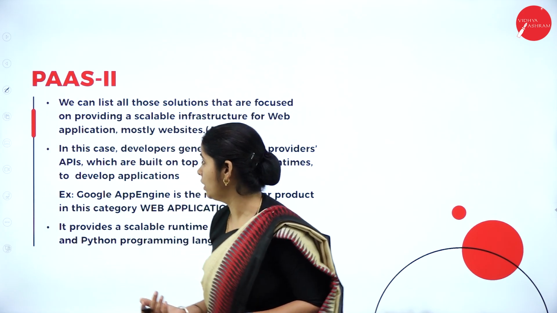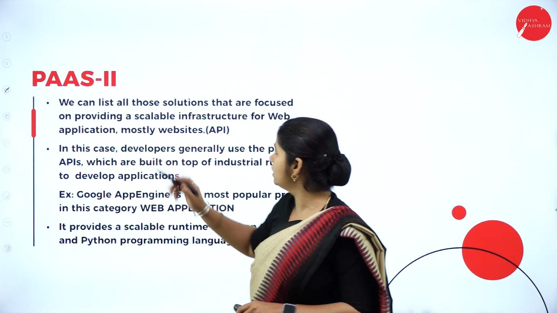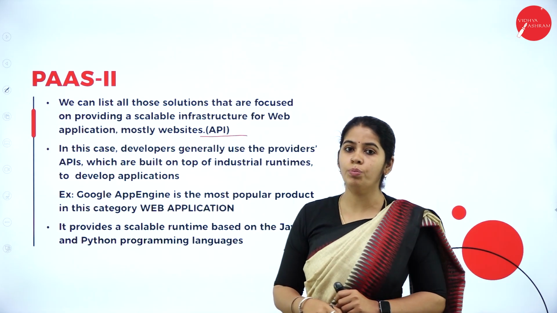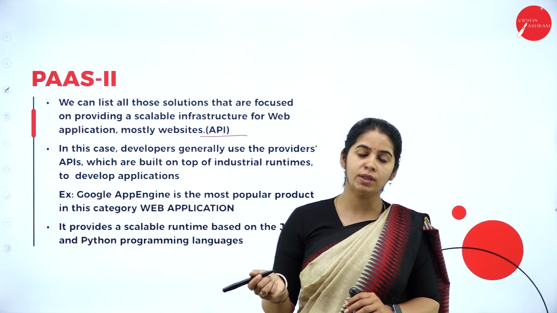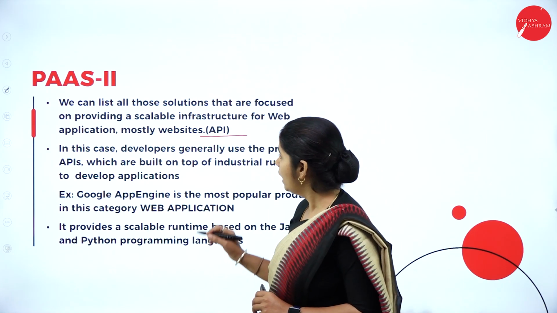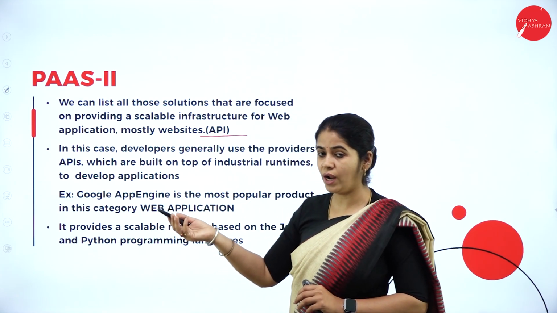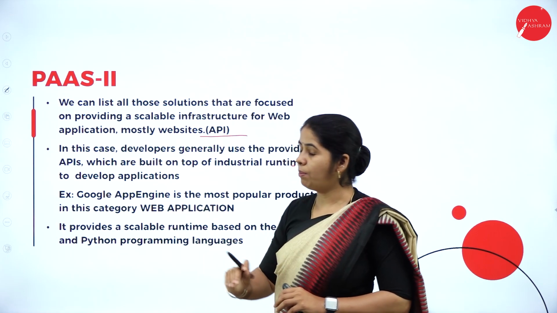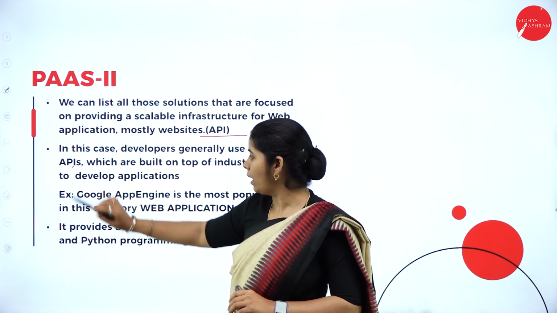Then in the PaaS 2 category, we can list those solutions that are focused on privileging the scalable interface with the web application, mostly APIs, application program interfaces. Here also we are using the web application, but in PaaS 1 we are using IDEs, in PaaS 2 we are using application programming interfaces. In this case, the developer generally uses the provider's API. He uses the programming interfaces which are built on top of the industrial runtime and develops the application. We are not designing it, we are just developing the application using the APIs.